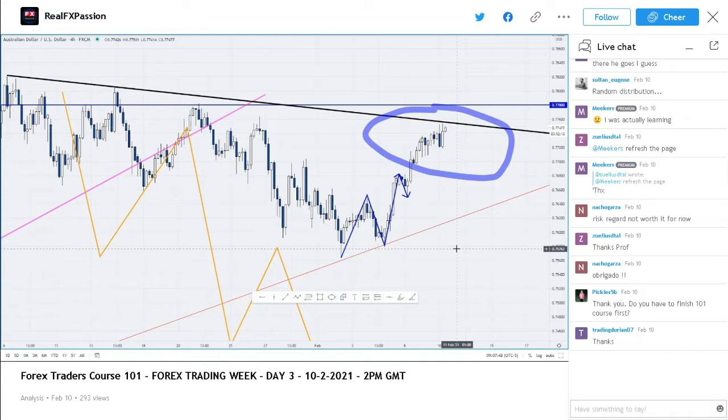Beginner traders question, everybody. If we short the market right now, are we going with the trend or are we going against the trend? Right now, we want to make some pips.